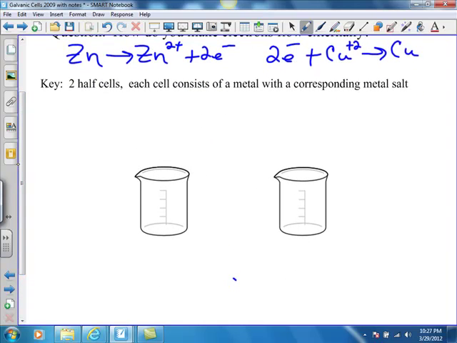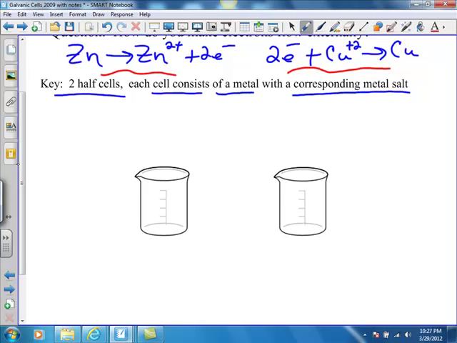is what are called half cells. We need 2 half cells. Now, what's a half cell? Well, each cell consists of a metal with its corresponding metal salt. So what you would start with, and I know this looks weird, but these 2 beakers here, those are going to be my half cells. Now, a half cell should sound familiar because what are these up here? What did we call those in the previous video?